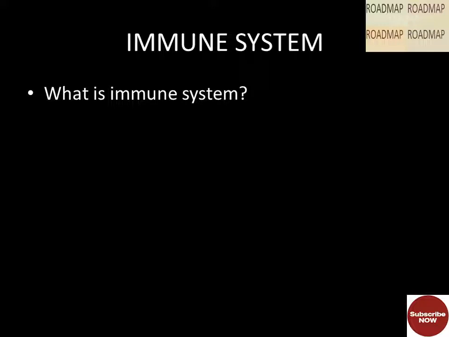And the body possesses tremendous capability to specifically identify various antigens. Now antigen, what is it exactly? It is a foreign substance, right? And it is usually a protein or a carbohydrate that elicits an immune response.